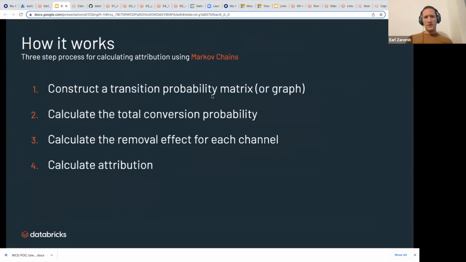Now, we're going to show you a methodology for doing this. I do want to mention that there are actually a lot of different ways of doing multi-touch attribution. So there's not a single one-solution-fits-all approach. There's actually several of them. The one that we're going to show you today is what we call Markov chains.